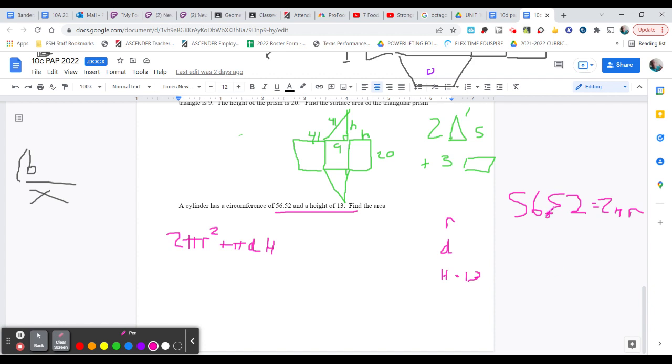Okay, so 56.52 is equal to 2 pi r. So to find the radius, we'll take 56.52 and divide it by parentheses 2 pi. We cancel the 2 pi's out by dividing. That should get us our radius. The radius should be a whole number. If it's not a whole number, it should be very close to a whole number, so you can just round it to the nearest whole number if you need to, and that'll be that.